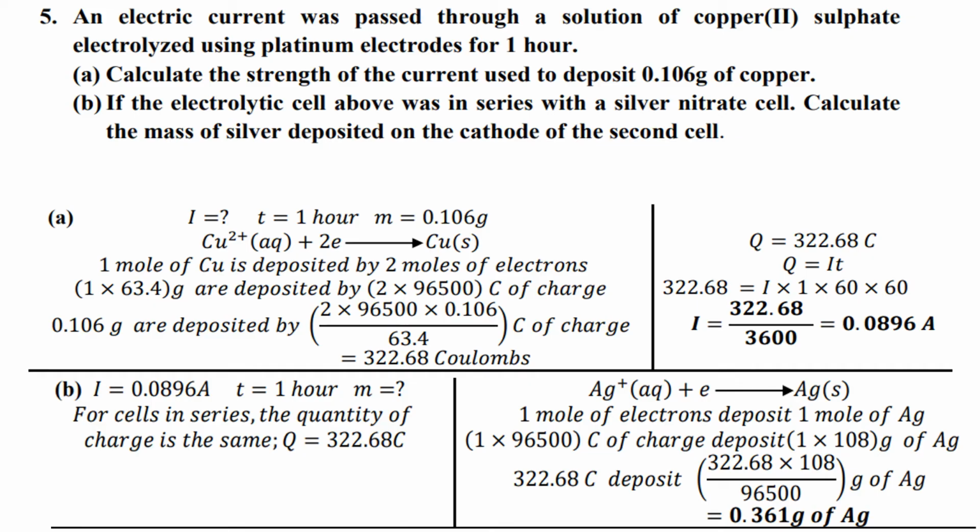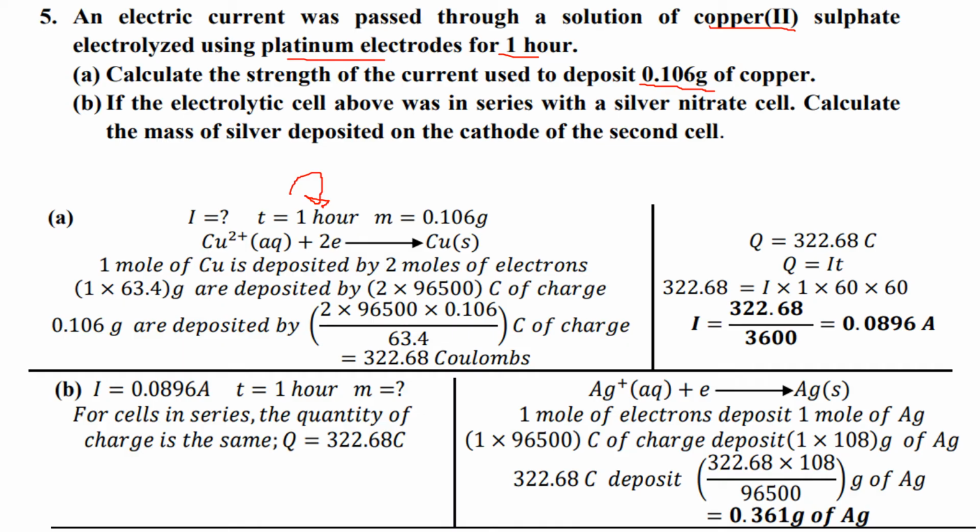Number 5 is saying that an electric current was passed through a solution containing copper sulfate and electrolyzed using platinum electrodes for 1 hour. So time is equal to 1 hour, but remember that this hour has to be converted to seconds. In part 1, you're going to calculate the strength of the current that is used to deposit 0.106 grams of copper at the cathode.